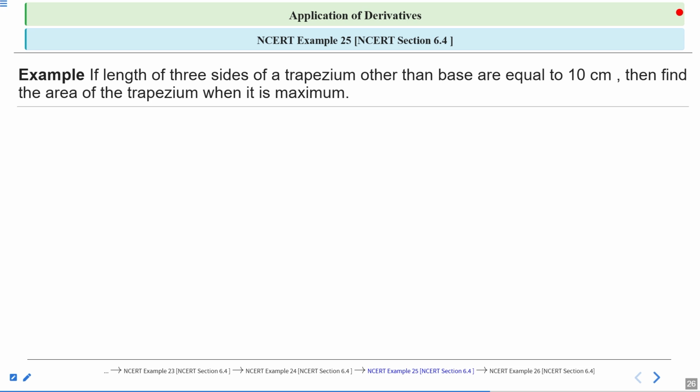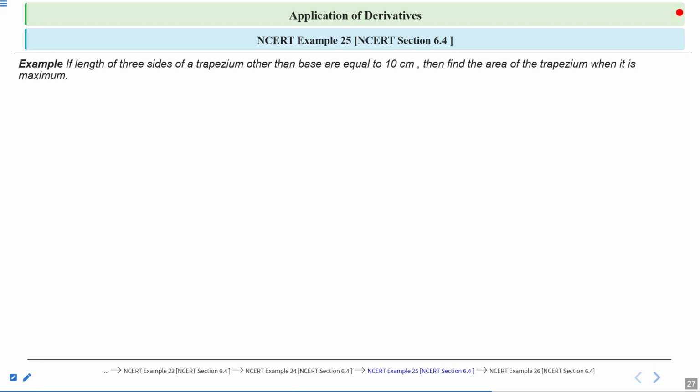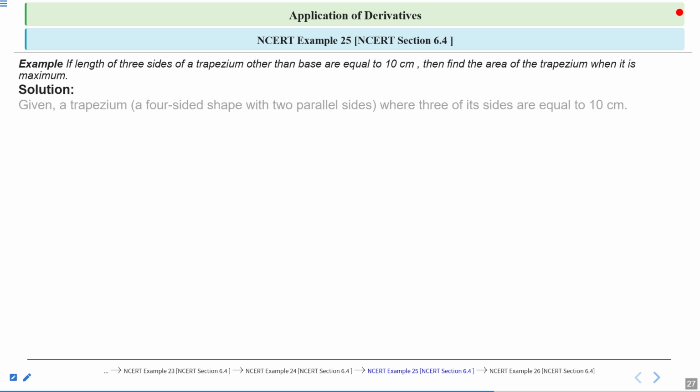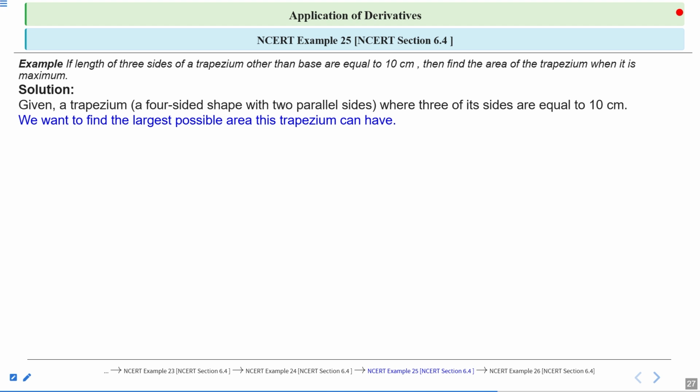Okay, let us see the solution part. The question is, if the lengths of three sides of a trapezium other than the base are equal to 10 centimeter, then find the area of the trapezium when it is maximum. Given a trapezium, a four-sided shape with two parallel sides, when three of its sides are equal to 10 centimeter, we want to find the largest possible area this trapezium can have.